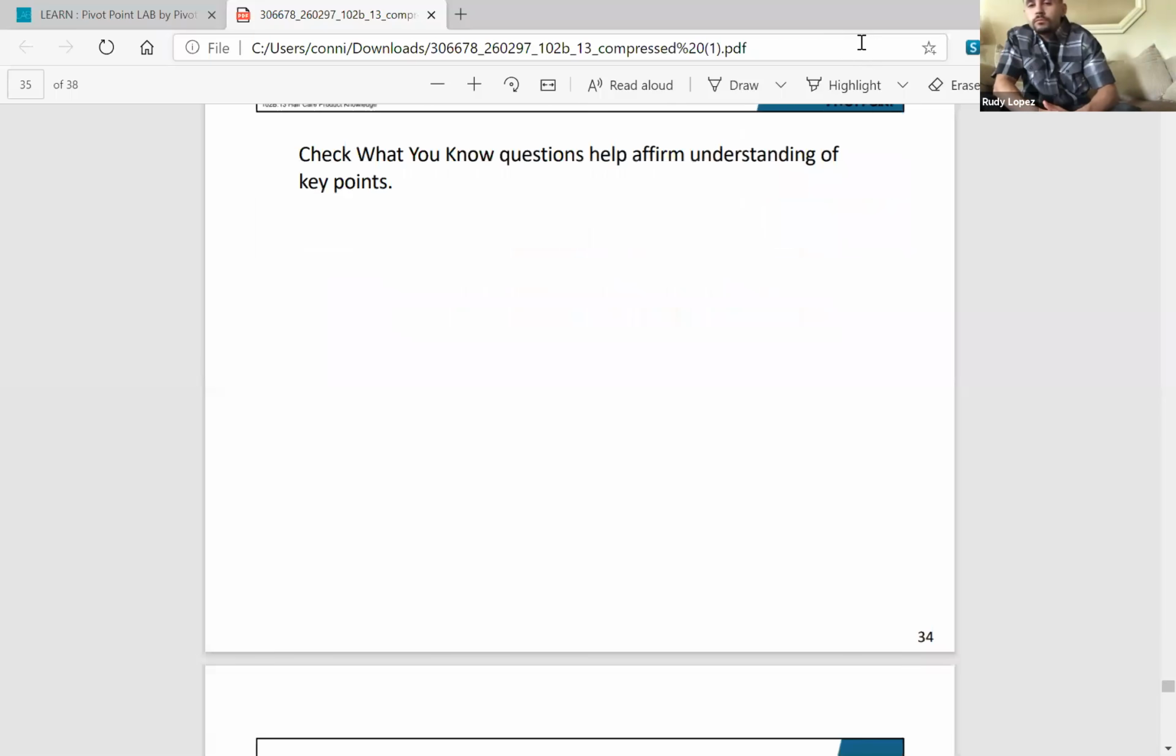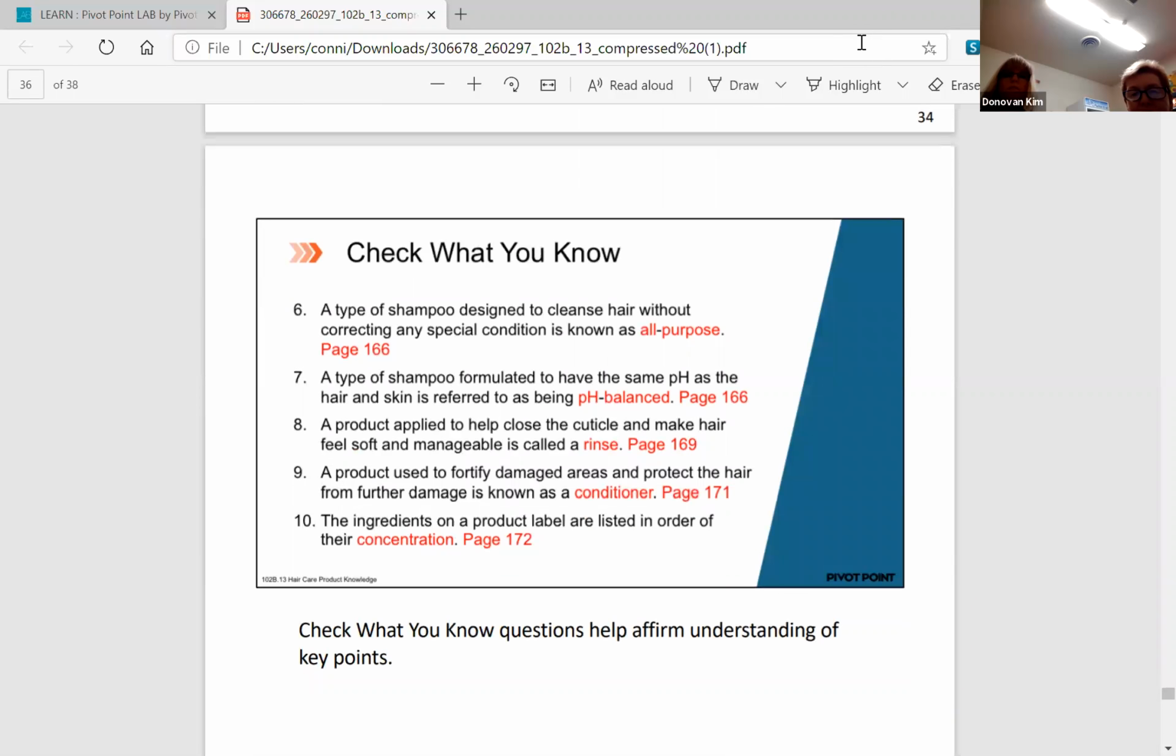And then we went to the next part of it. A type of shampoo designed to cleanse the hair without is all purpose. I got that one. A type of shampoo formulated for the same pH. It says pH balance, but acid balance is the same thing as pH balance, wouldn't you say? pH balance of the hair. Because it doesn't say pH in our book. It says acid balance. So, all right, a product applied to help close the cuticle, you rinse, and a product used to fortify damaged areas is going to be your conditioner, like you said. And the ingredients on the product label are listed in the order of their concentrations. So we didn't do so bad.